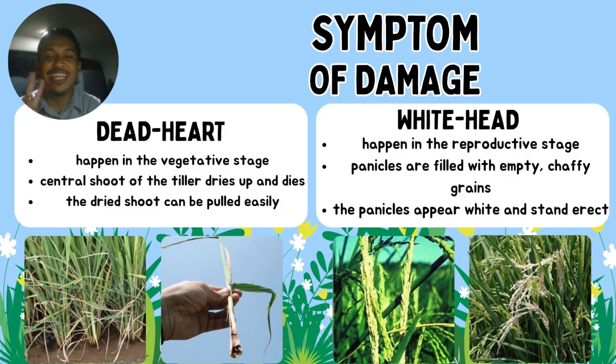It's only an illusion for the farmer. The panicle appears white and stands erect. It does not bend over because the grains are empty. So that is a symptom of whitehead that has been caused by white stem borer.